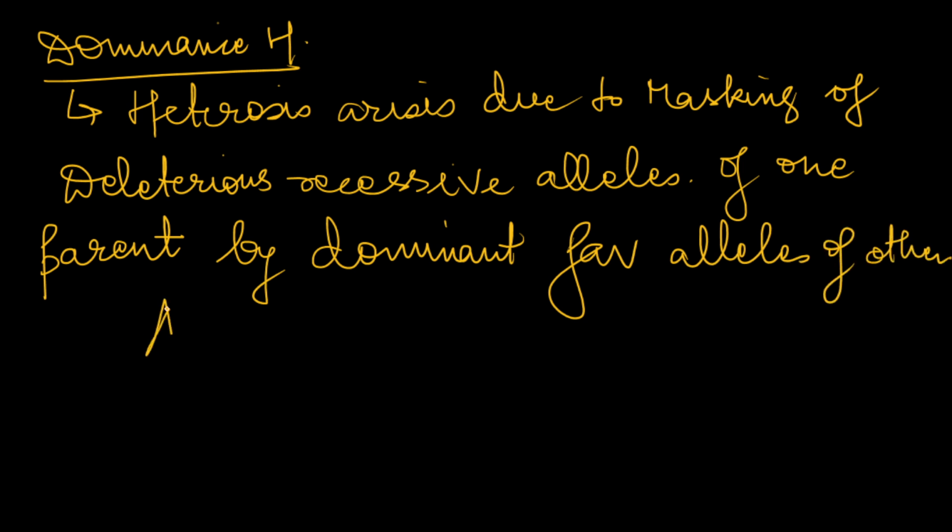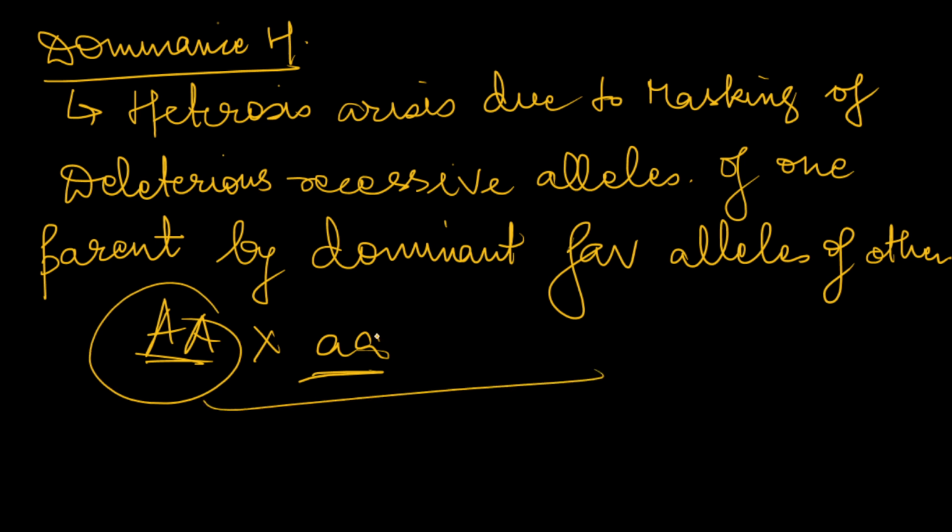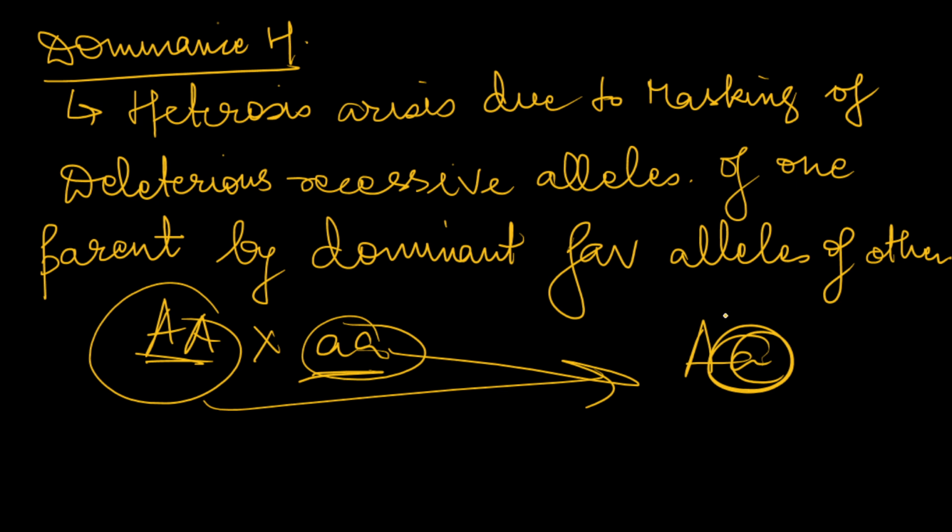Suppose we have AA crossed with aa. Suppose this capital A is dominant and this small a is recessive and deleterious. So what happens? Heterosis arises because the dominant allele will show over the recessive. The product will be Aa, and the recessive deleterious allele will be masked, and this is how heterosis is exploited. So this is what dominance heterosis is.